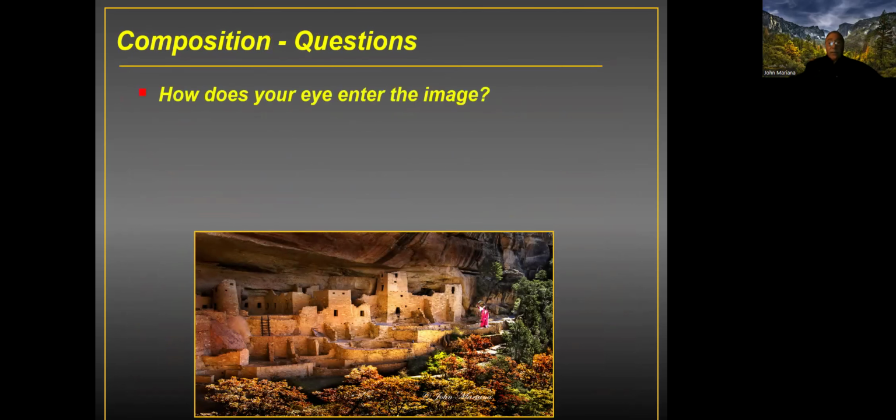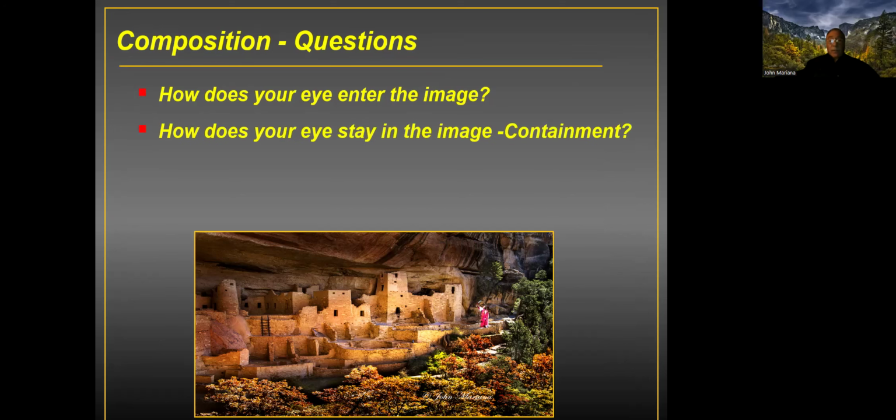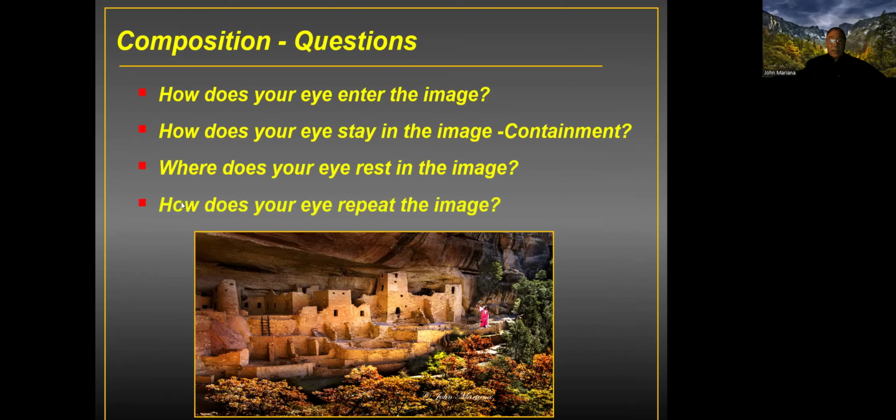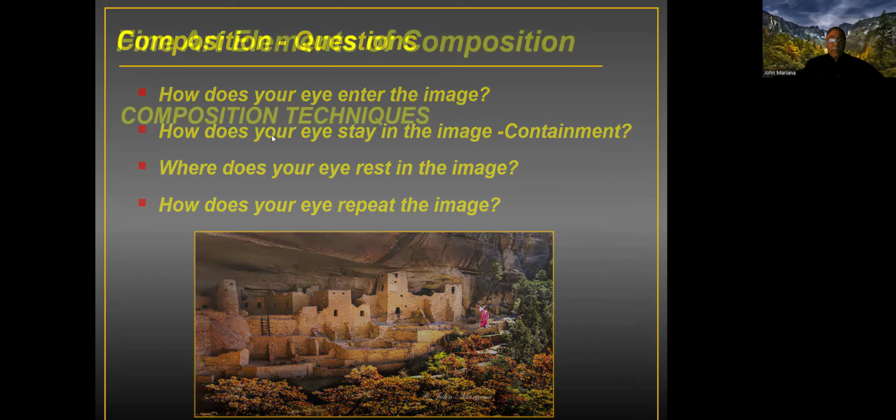So how does your eye enter an image? In our world, we read left to right. So you come into an image left to right. How do you keep an eye or the viewer in the image? And I call that containment. And where does the eye rest in the image? It's going to rest on the brightest area. How does your eye repeat the image? What are the various lines within an image that circle around for the viewer to keep coming around in the image when they come in from the left?